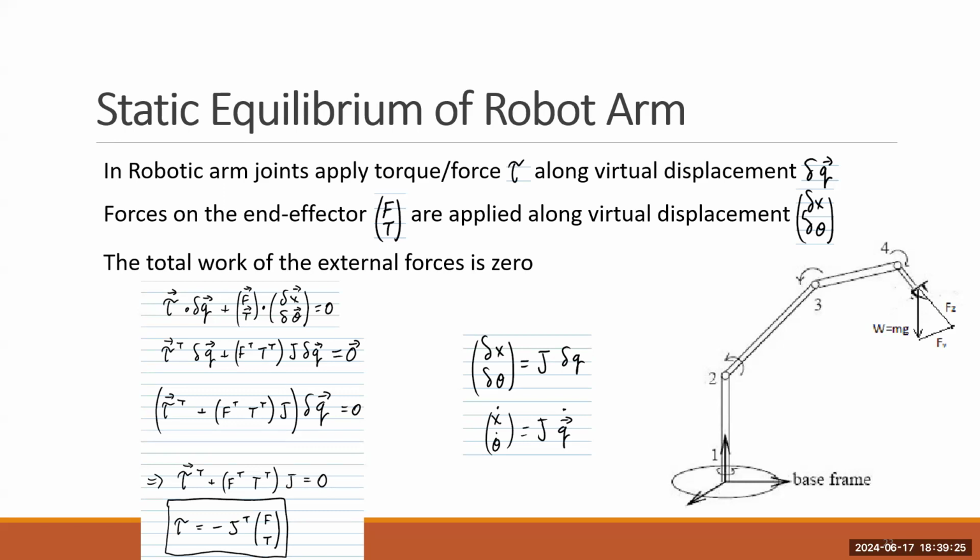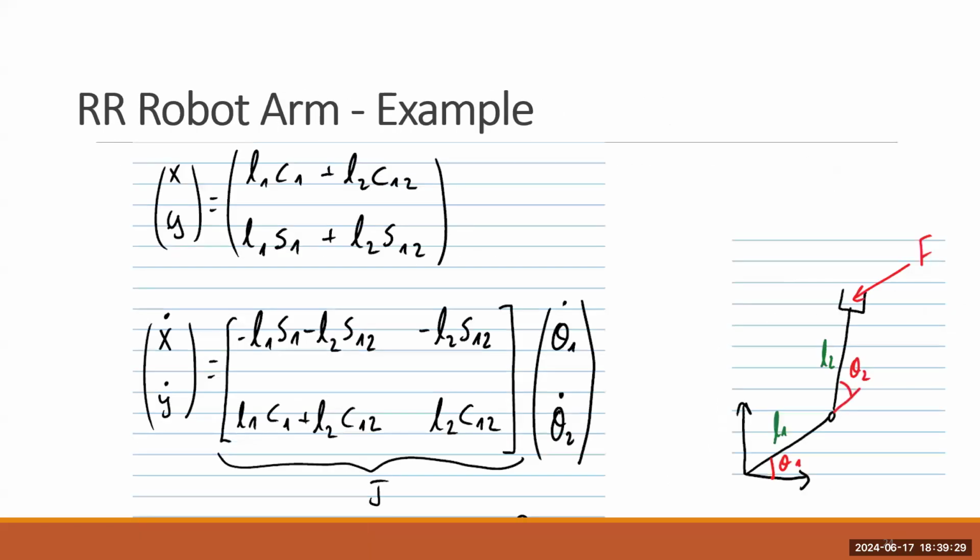Okay. Questions? Let's have an example. We have again a simple robotic arm with two links. Each link is L1 and L2. We have 2 degrees of freedom, θ1, θ2, and we have an external force at the end effector, F.